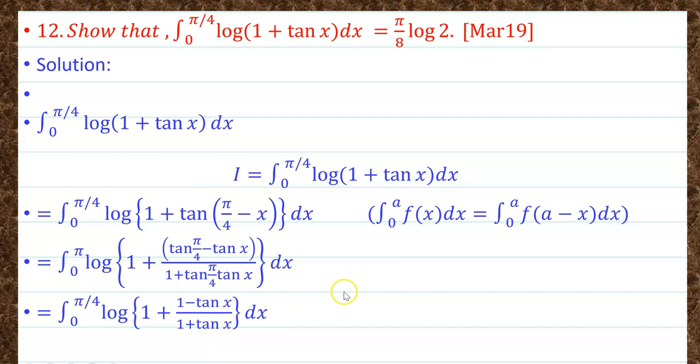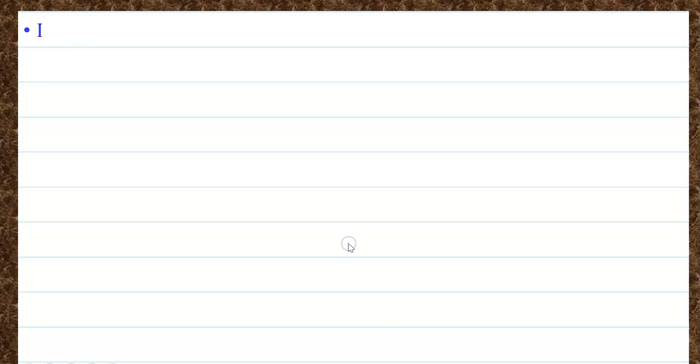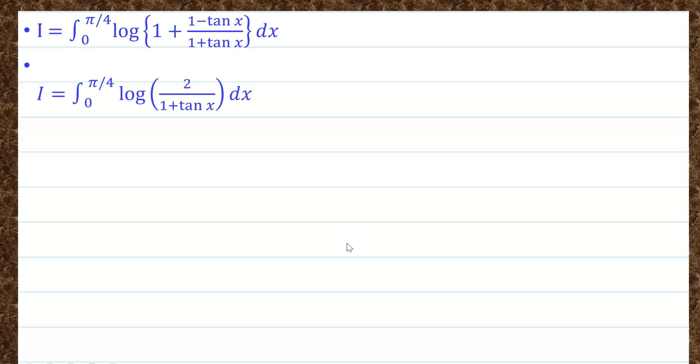And then we will evaluate this. Okay, we will evaluate this: 1 plus tan x into 1, that is 1 plus tan x plus 1 minus tan x. Plus tan x and minus tan x get cancelled, and 1 plus 1 gives 2 in the numerator, and the denominator is as it is, 1 plus tan x. Now next, I is equal to integral 0 to pi by 4.